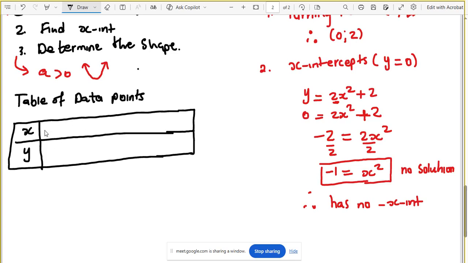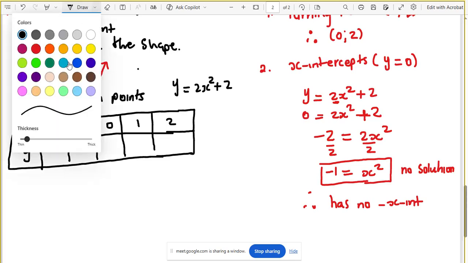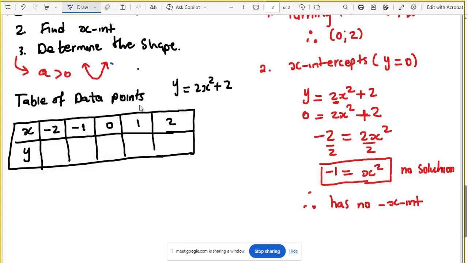So we can start at -2 and do -1, and then 0, 1 and 2. Let's find those points and see what we get. From the equation y is equal to 2x squared plus 2, where there's x, you first put -2. The answer that you get, we're going to record on the corresponding y value.